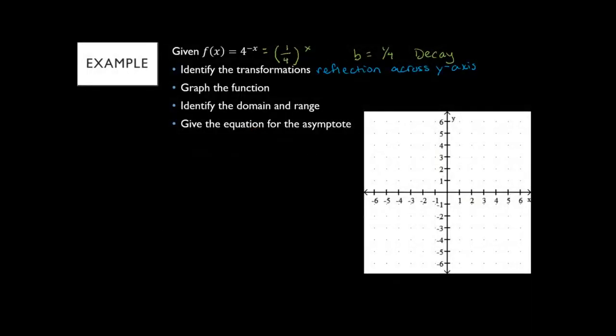So we still have -1, 0, and 1. But now our base is b. We're still at 0, 1, and then it's 1 over b. So that is the form of the table when you have a decay function, essentially. Our only change here, we have b of 1/4, so I'm just going to plug that into my table.